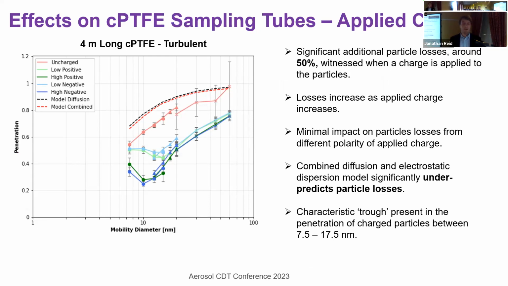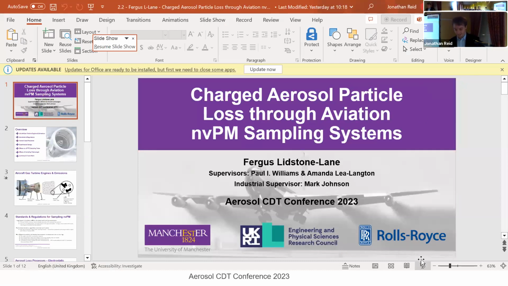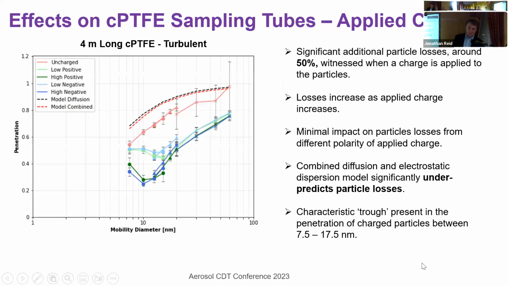So looking at the effects of charged aerosol particle loss on carbon-loaded PTFE sampling tubes. Let's start by looking at this top uncharged line. This is the purely diffusional line, and comparing it to these two bottom lines, which are the highly charged particle lines, positive and negative, we can see that there is a large increase in particle loss due to the electrostatic effect. We're around 50% at the smaller size ranges.